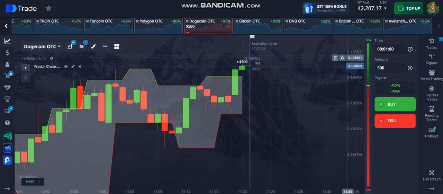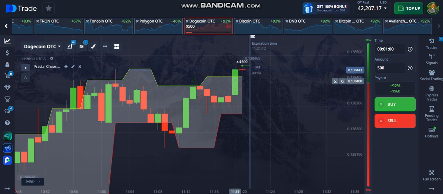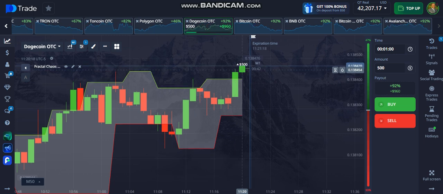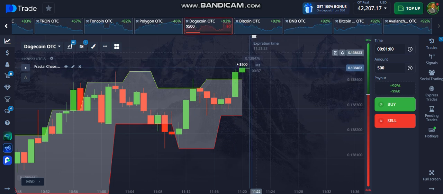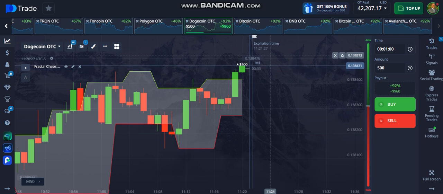Okay, so I'm on the Dogecoin, and I just took a buy trade. And the reason why I took the buy trade here is the previous green candle here closed outside the fractal chaos band line, suggesting a bullish momentum upward. So let's monitor this trade and wait for the expiry.